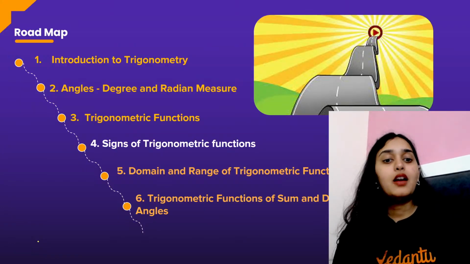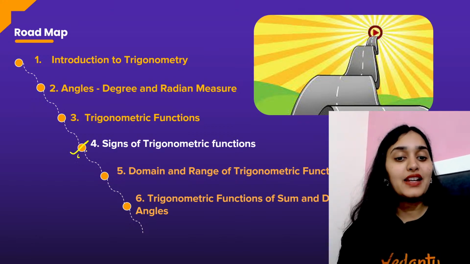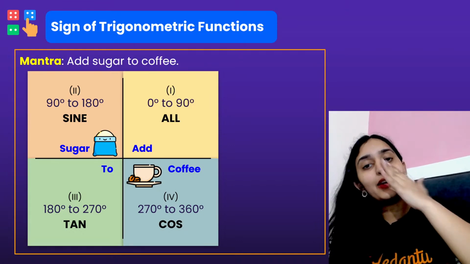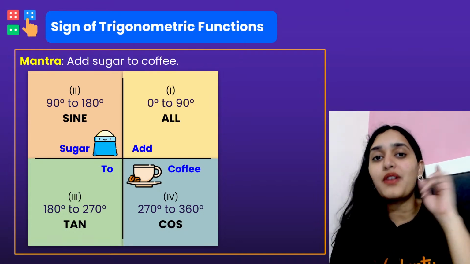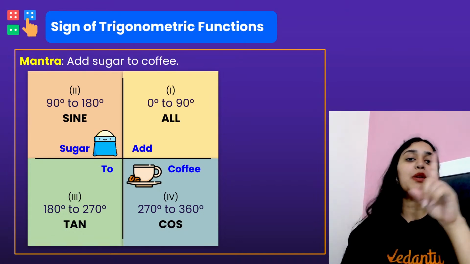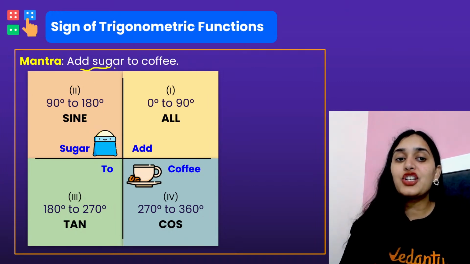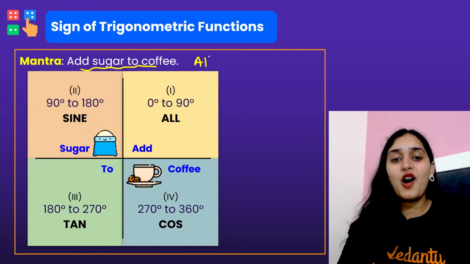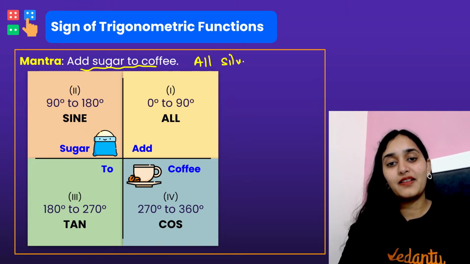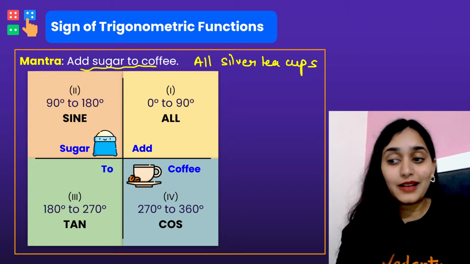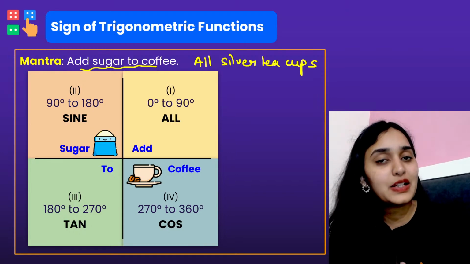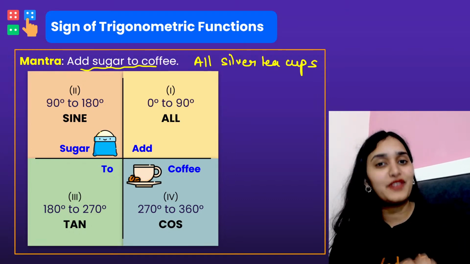Okay. Now moving on to the sign rule of trigonometric functions. The sign rule is pretty easy to remember if you remember one single line: Add sugar to your coffee, or you can say All Silver Tea Cups. You can comment and tell me what statement is used in your school to remember the sign rule of trigonometric functions.